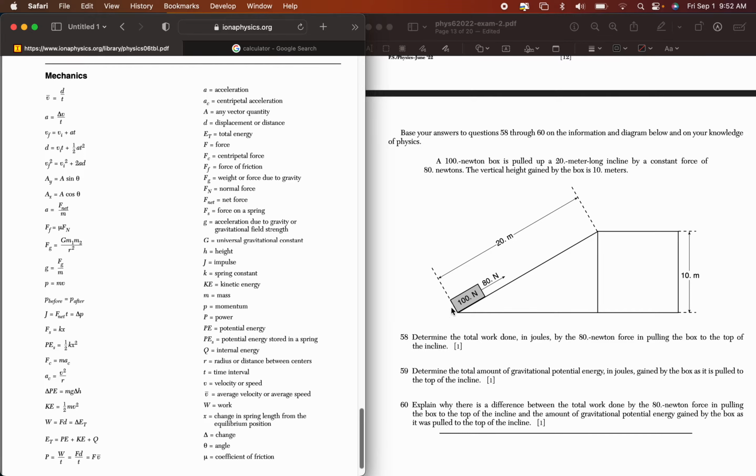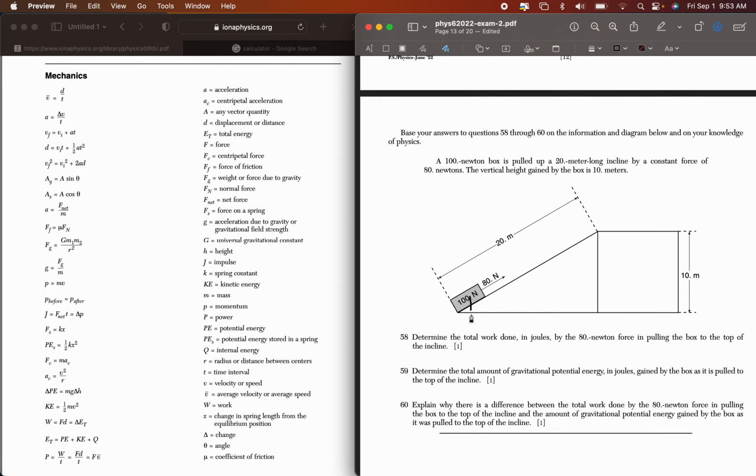So what is our force here? You cannot assume that this is our force, because this is just the weight of the object. The force is basically the external force applied to the object, which in this case is 80 newtons, traveled over a distance of 20 meters. So work is equal to FD, which is equal to the force, 80 newtons, and this is the total work done by the system, 80 newtons times 20 meters.